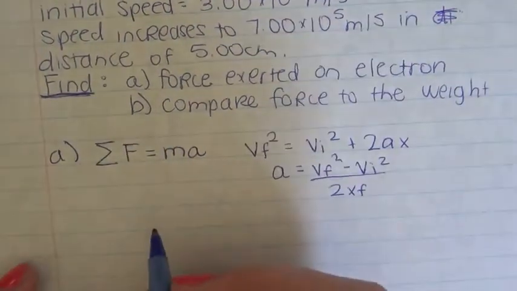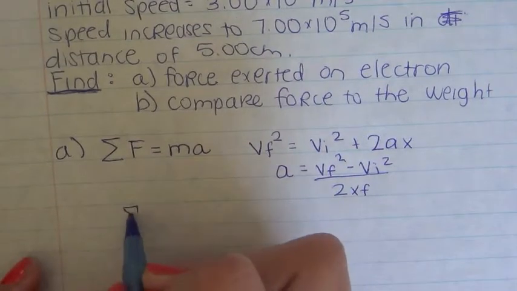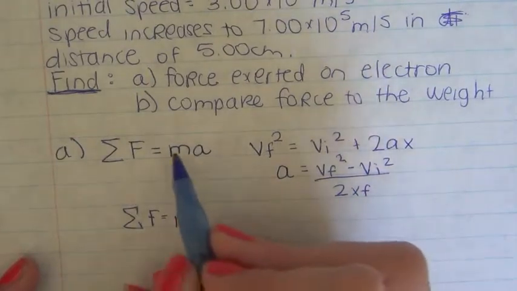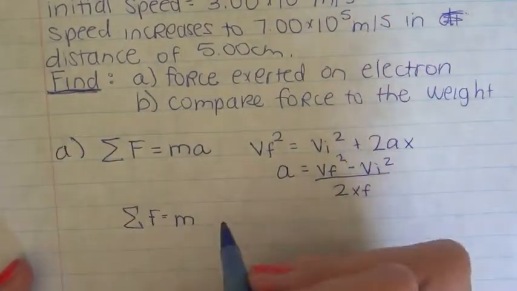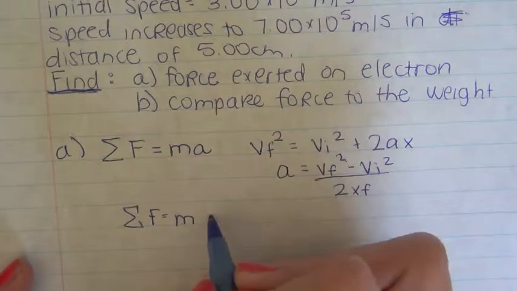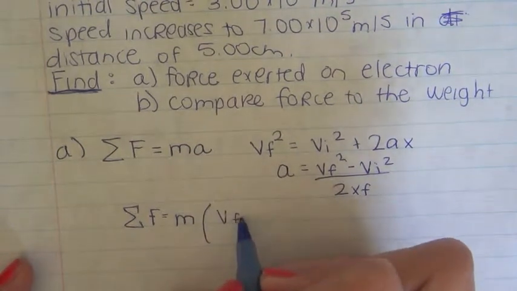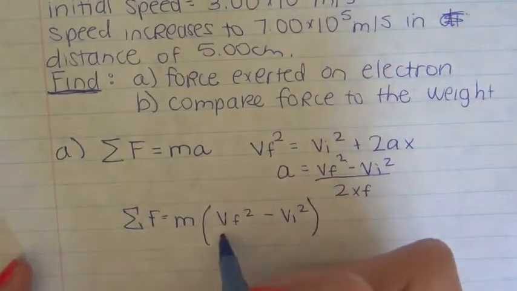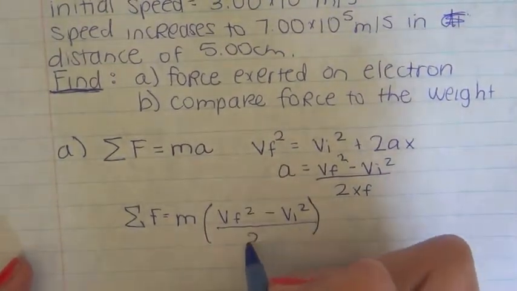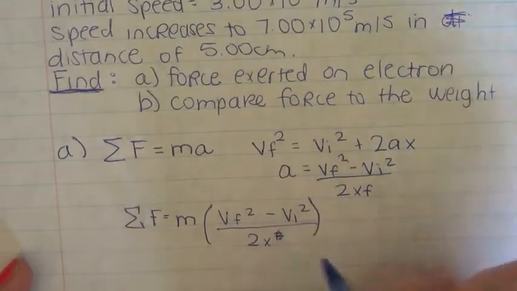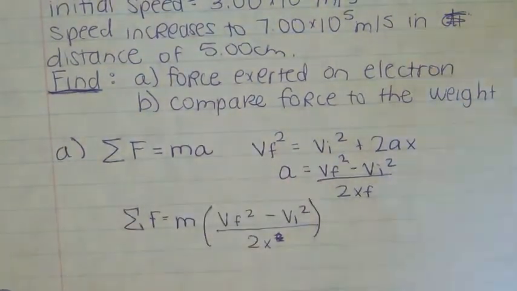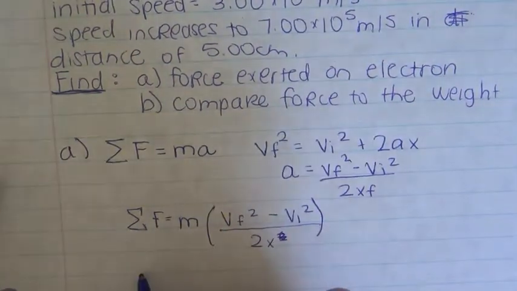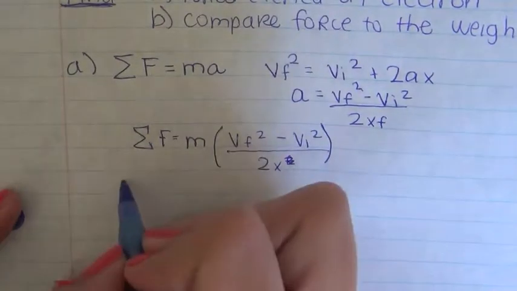So then therefore, we have the sum of the forces equals m, since we're going back to this with plugging in the a, equals m times v final squared minus v initial squared over 2x. And then we take this formula and we're going to plug it in.